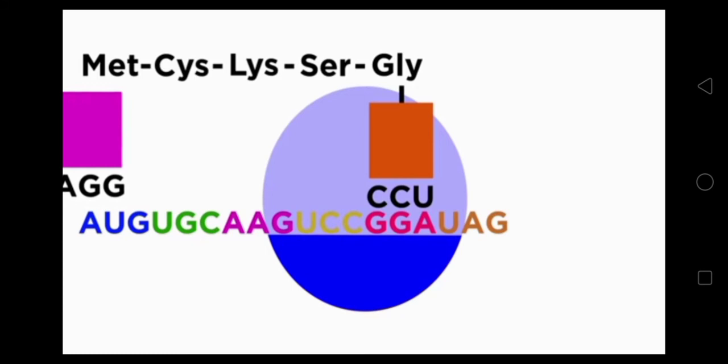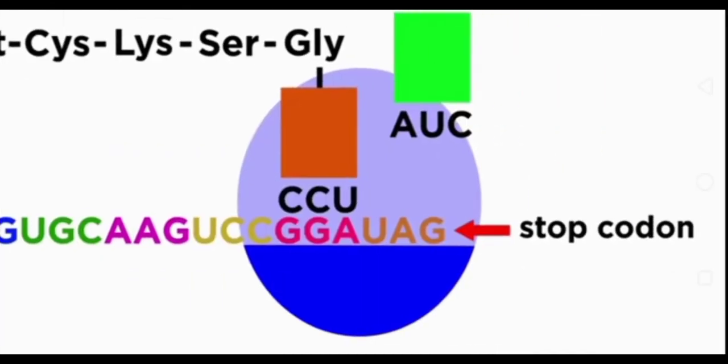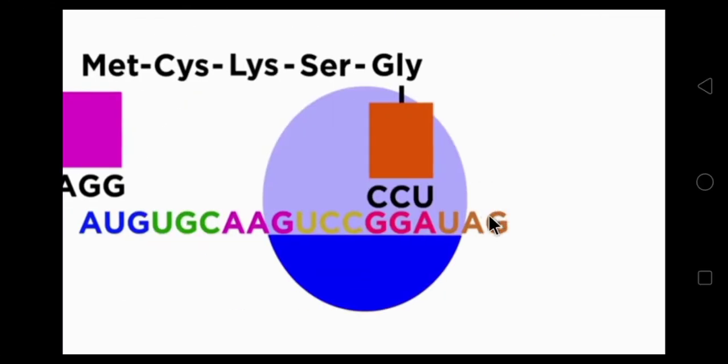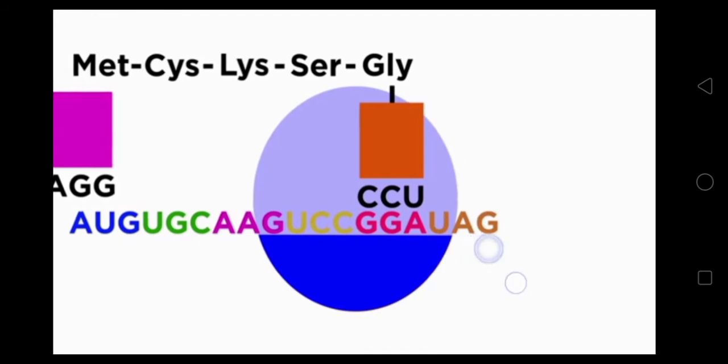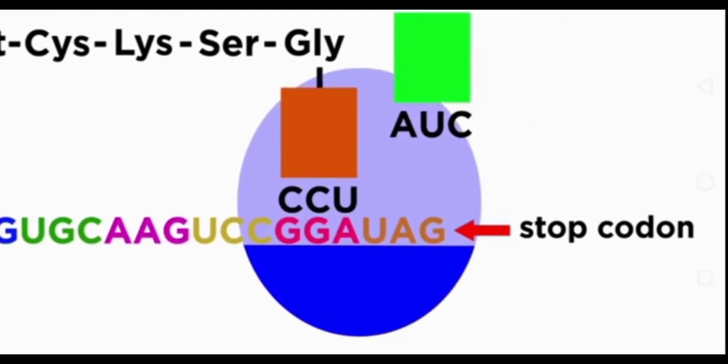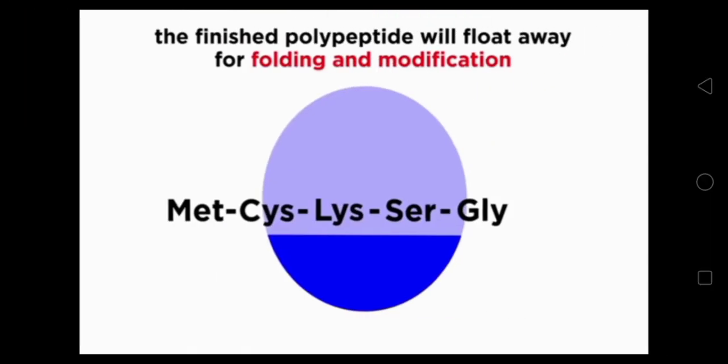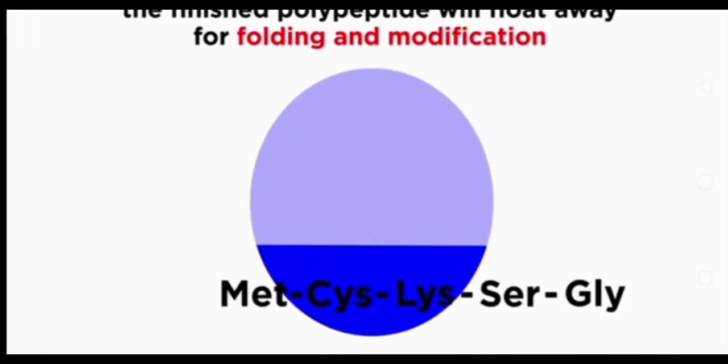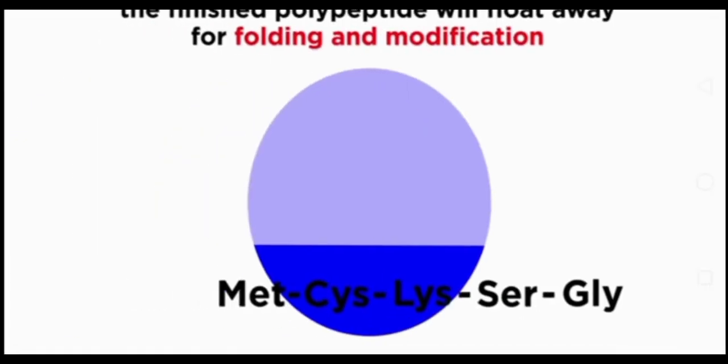This continues until the stop codon has been reached. When the stop codon, or the termination codon, has been reached, the process will end. At this point, the completed polypeptide will float away from the ribosome for folding and modification.